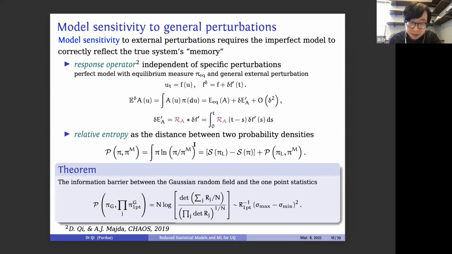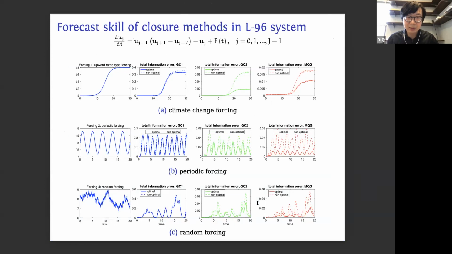Another ingredient is to find a proper metric to calibrate the model errors. So we use the relative entropy. Another advantage is that we can use the relative entropy to measure the so-called information barrier, that is, to give us an estimate of the best error we could achieve in this model. So let me directly show you some results.